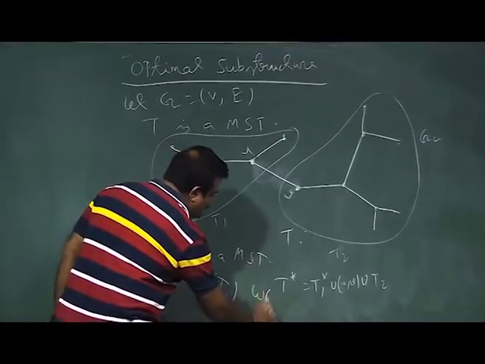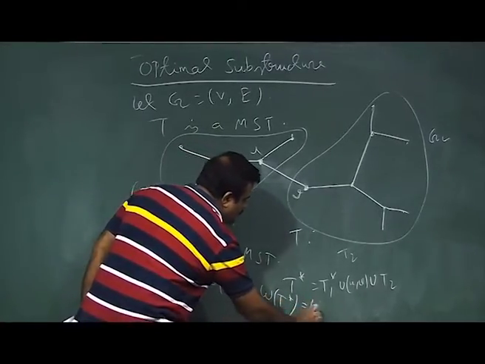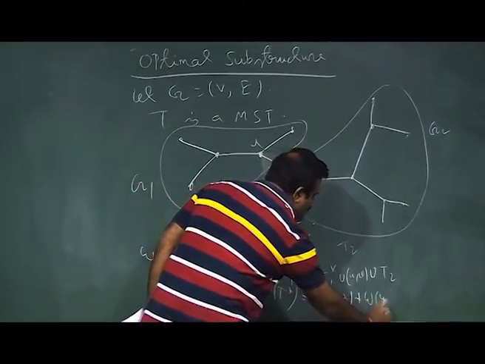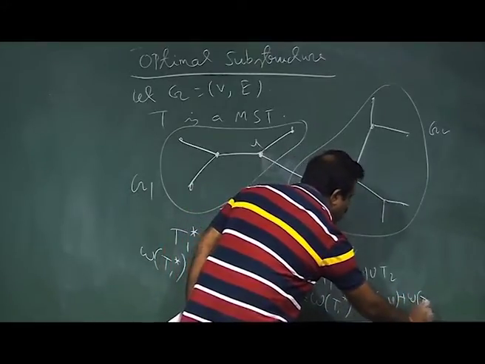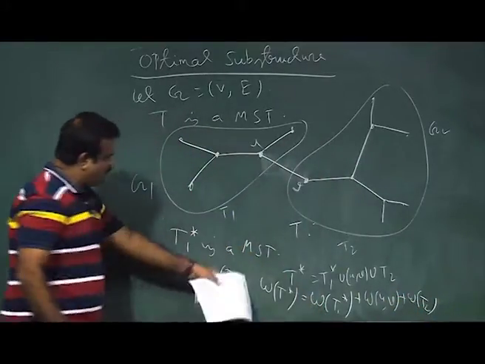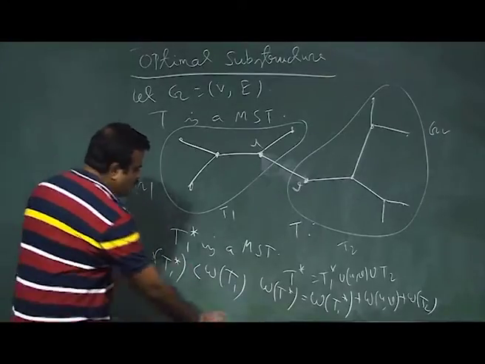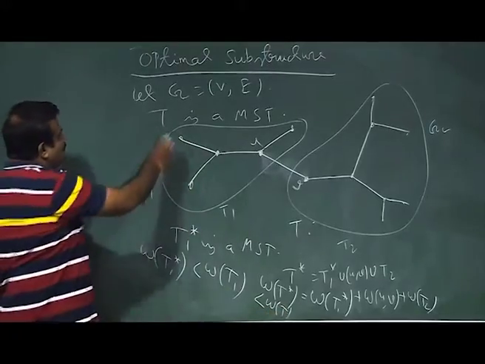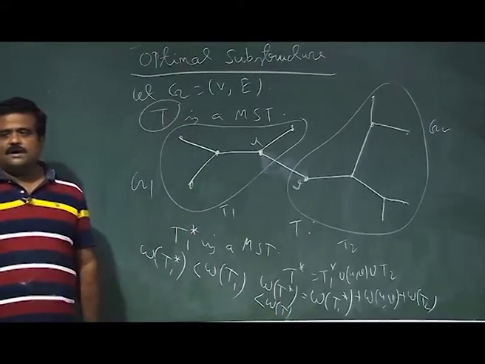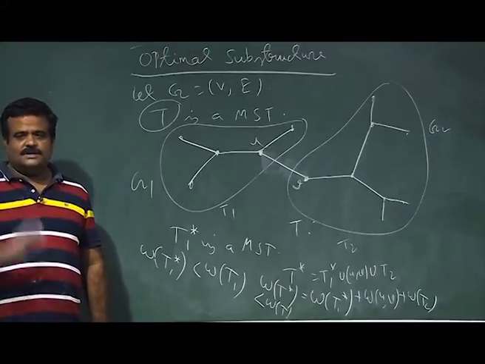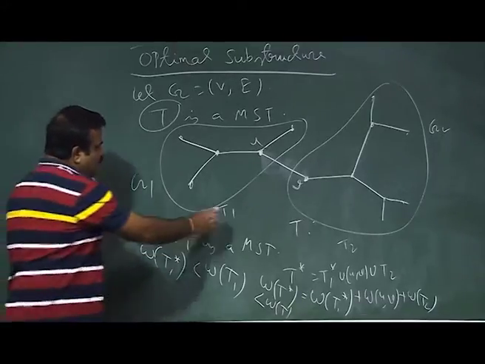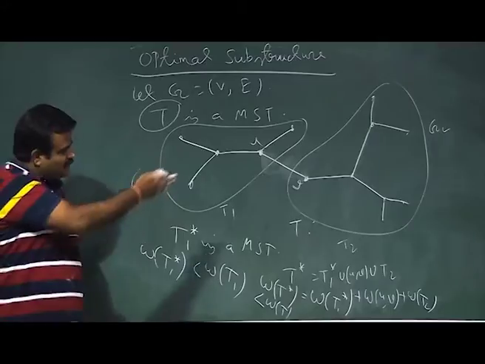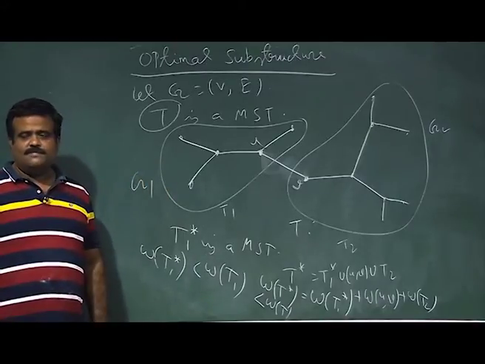weight of T1 prime plus weight of UV plus weight of T2, and this is less than weight of T. So basically weight of T star is less than weight of T, which contradicts the fact that T is a minimum spanning tree of G. So that means T1 has to be the minimum spanning tree of the induced graph G1, and similarly we can show T2 is the minimum spanning tree of G2.